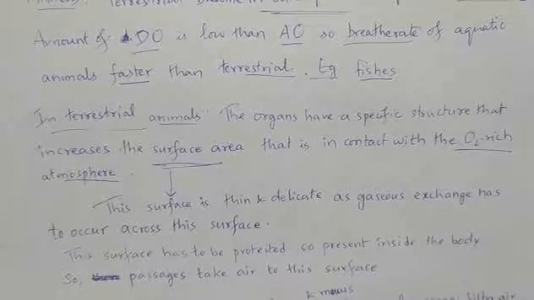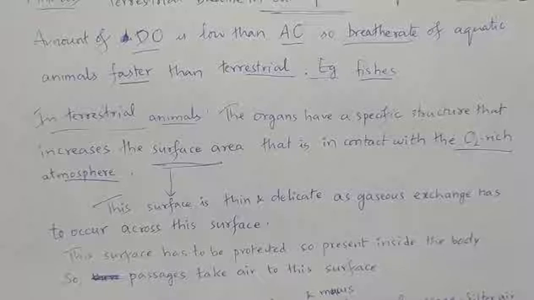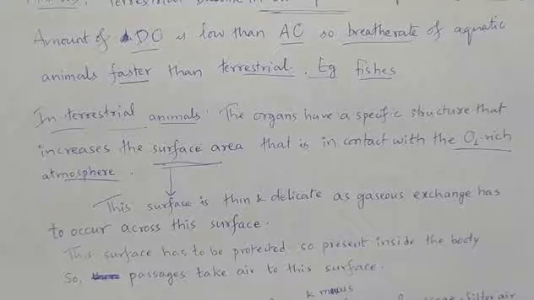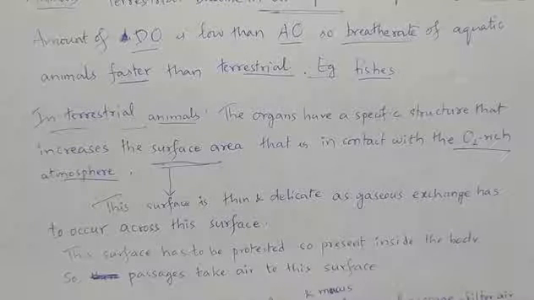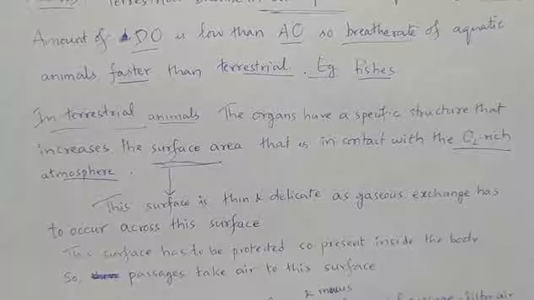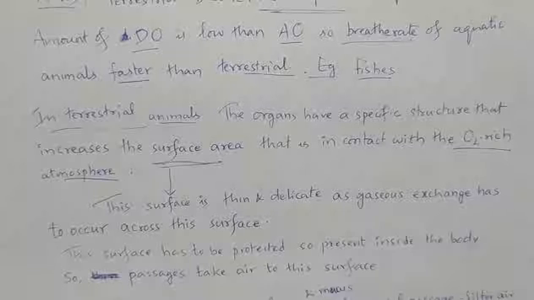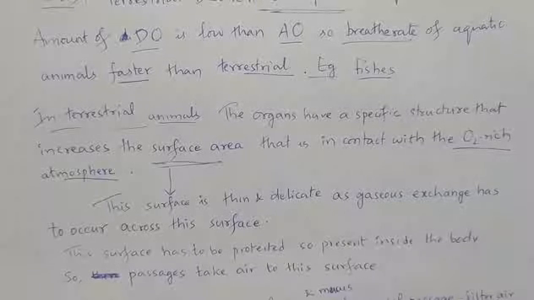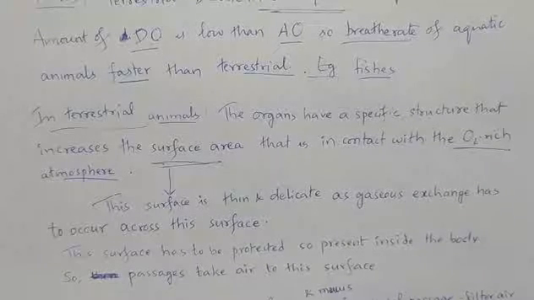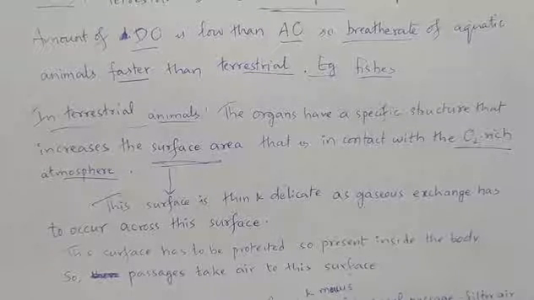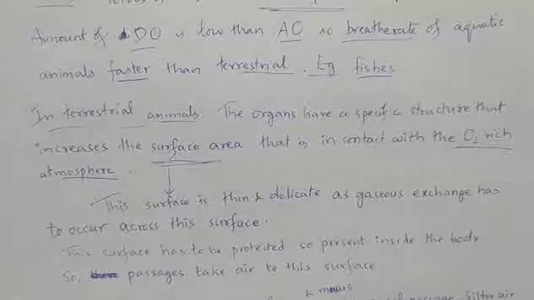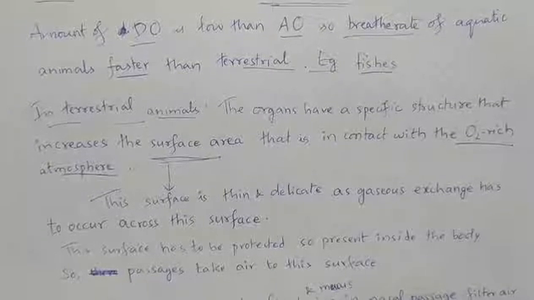So fish take the air through their gills, and they make that air pass through the blood vessels that are present inside the gills, and the oxygen will be taken into those blood vessels or blood capillaries, and CO2 will be given out, and that CO2-rich air will be coming out through the mouth.